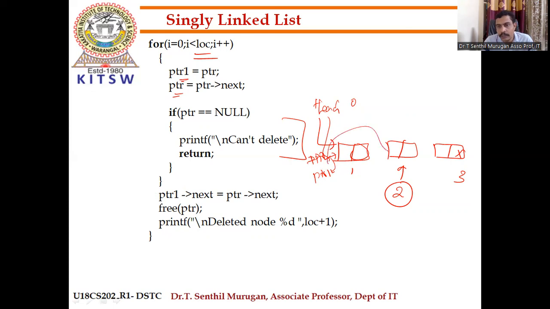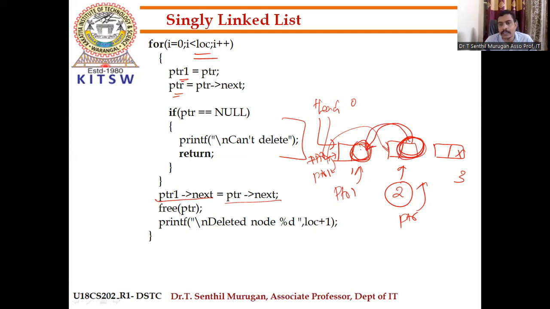So now it is moving to here. We'll check. PTR is pointing to here, PTR1 is pointing to here. So this node it is pointing, this node it is pointing. After reaching this, it is not null. So what we will do? PTR1 next equal to PTR next. Whatever value is there will be assigned to here, because this is PTR next, this is PTR1 next. So the PTR next address will be assigned to PTR1 next.